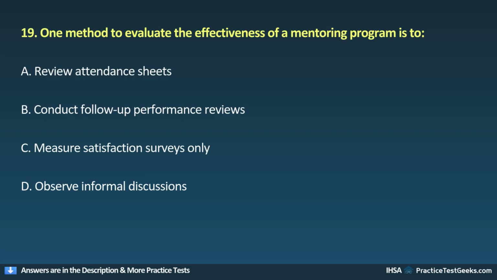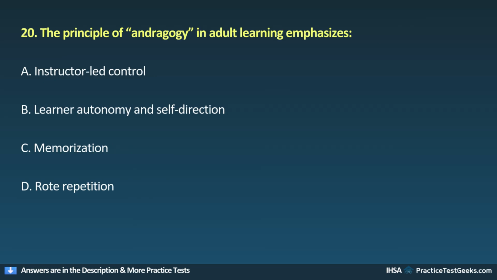Review attendance sheets. B. Conduct follow-up performance reviews. C. Measure satisfaction surveys only. D. Observe informal discussions. 20. The principle of andragogy in adult learning emphasizes A. Instructor-led control. B. Learner autonomy and self-direction.